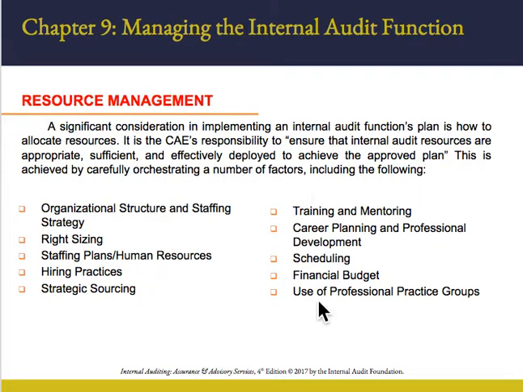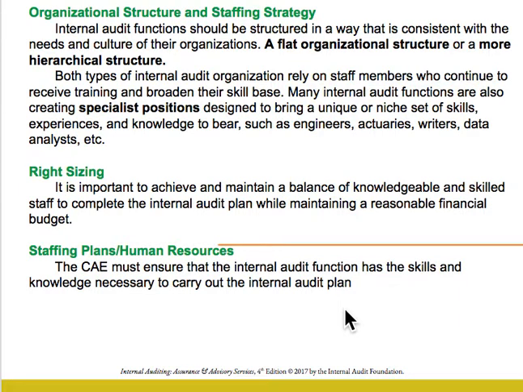What does resource management include? First, organizational structure and staffing strategy. Which strategy are we going to use for staffing inside the internal audit function? We need to know the right size, the staffing plan, or we'll say HR resources, hiring practices, and strategic sourcing. We need to cover training and mentoring, career planning and professional development, scheduling, financial budget, and lastly, the use of professional practice groups. So first, organizational structure and staffing strategies.